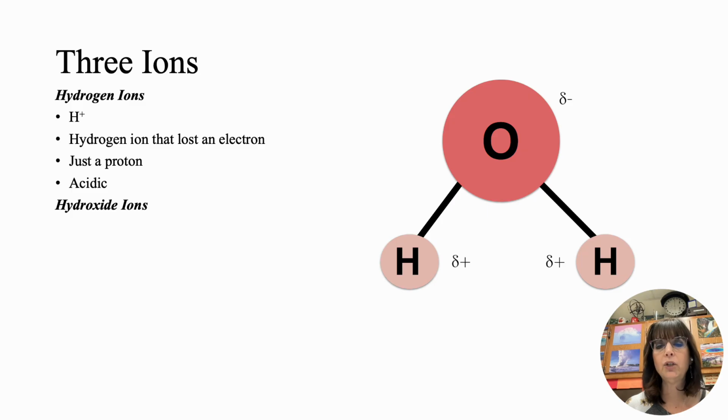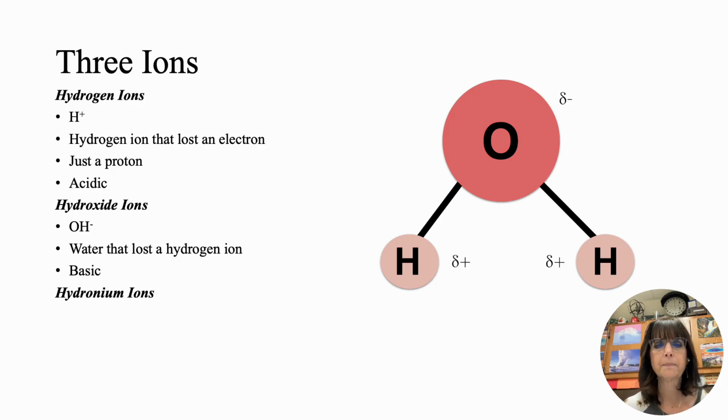Hydroxide ions. Again, you know hydroxides. Hydroxides are OHs. OH negative. Guys, it is water that has lost an H. So on this slide, you see a water. If you remove an H, you're left with an OH with a negative sign. So water actually can break down into hydrogen ions and hydroxide ions. Kind of neat. It's water that lost a hydrogen ion. If something breaks down and makes OHs, it's basic.